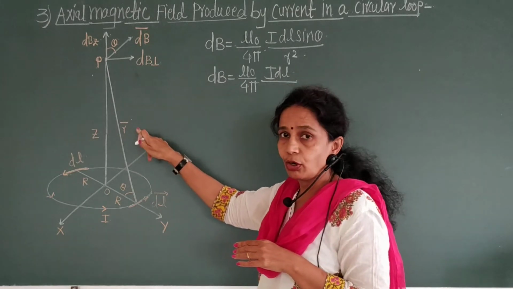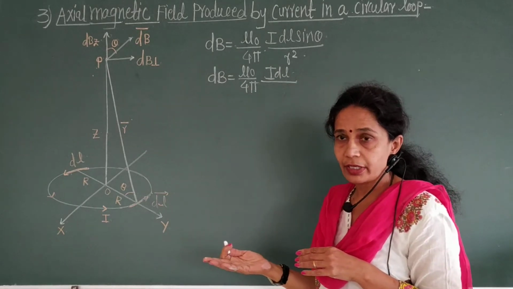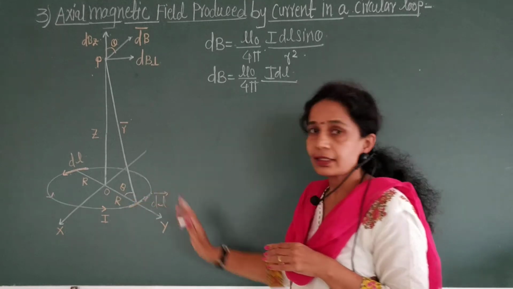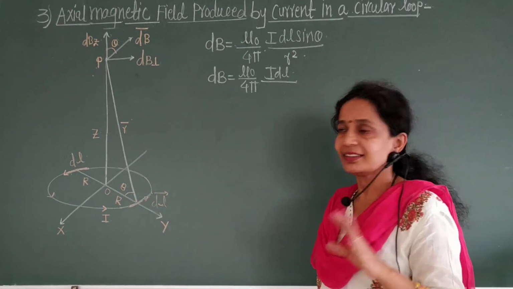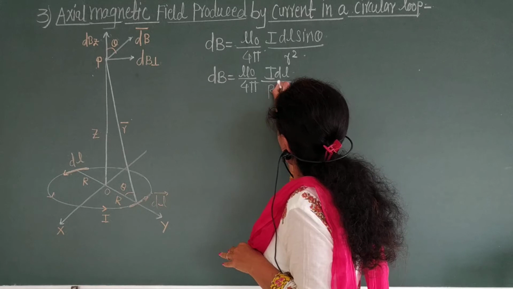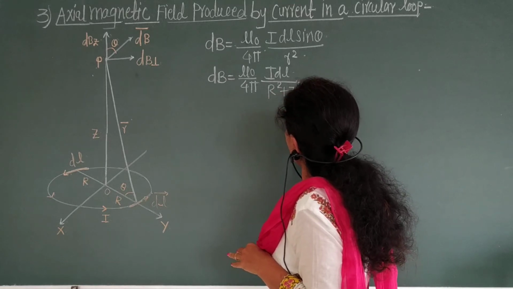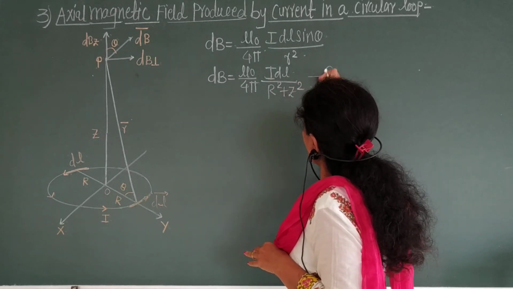What is the value of r square? Use the Pythagoras theorem. This is capital R square plus z square. Say equation number 1.